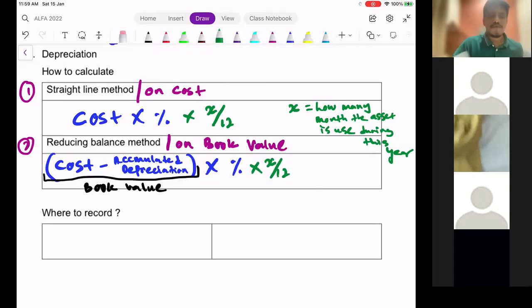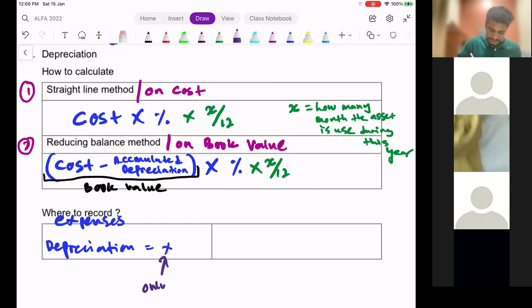Next one. Where and how do we record this? You go to the expenses and record the depreciation for this year, whatever that you calculate. Only the current year's depreciation is recorded here.